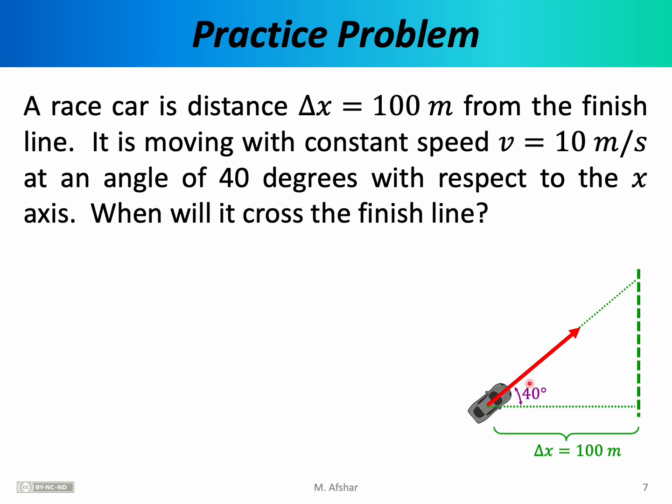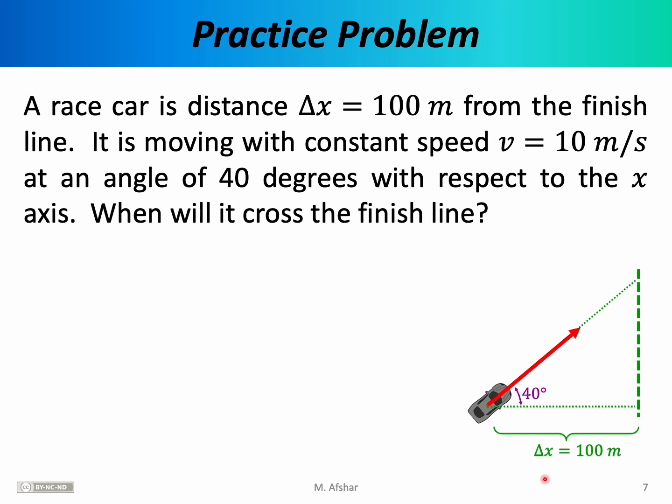It's moving at an angle of 40 degrees. The speed of the car is 10, and the distance from the finish line is 100. We want to know how many seconds it will take for the car to reach the finish line. In some sense, this is a relatively straightforward problem. We are going to find out the distance that the car has to travel and divide it by the speed, and that'll give us the time. The real question is, what distance should we use?